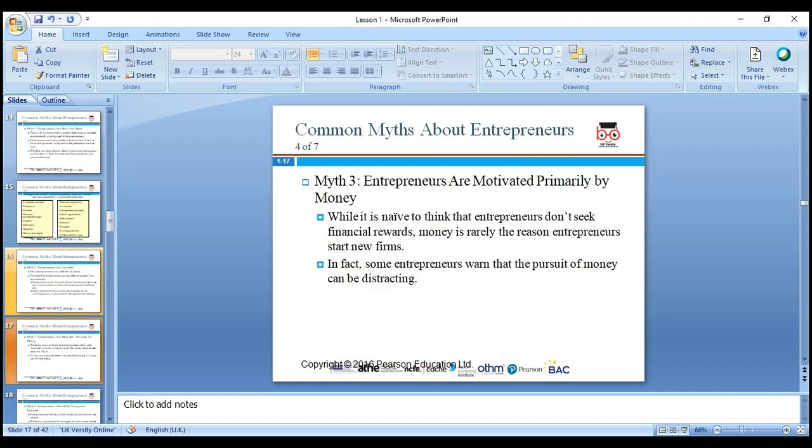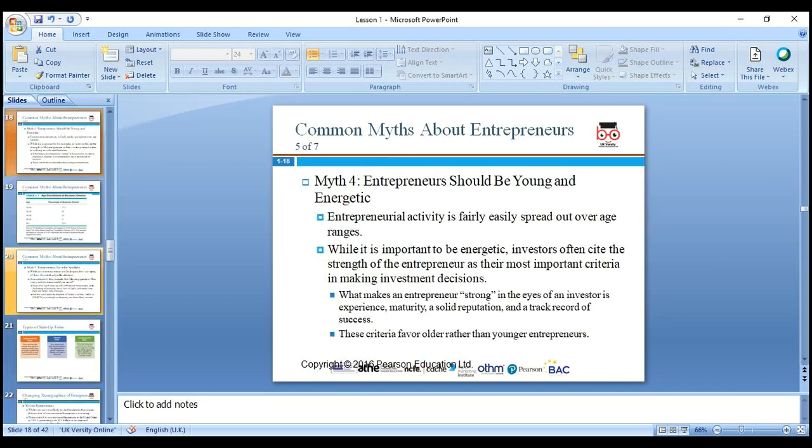Third, entrepreneurs are motivated primarily by money. Yes, people are motivated by money because of being your own boss and earning more money. That's the key motivator. While it's naive to think that entrepreneurs don't seek financial reward, money is not really the only reason entrepreneurs start a new firm. In fact, some entrepreneurs want the pursuit of money to be distinct. So we can look around.